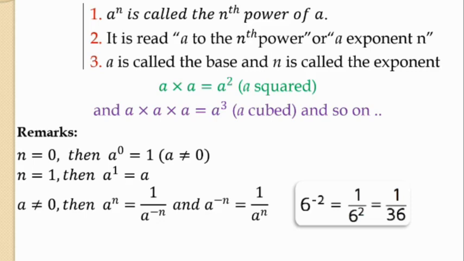Example, 6 power minus 2, I can write it in the form of 1 over 6 power 2, which is 1 over, well, 6 power 2 means 6 times 6, which is 36.